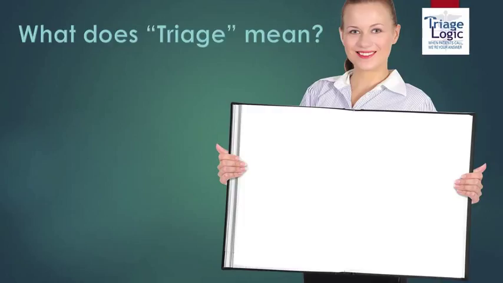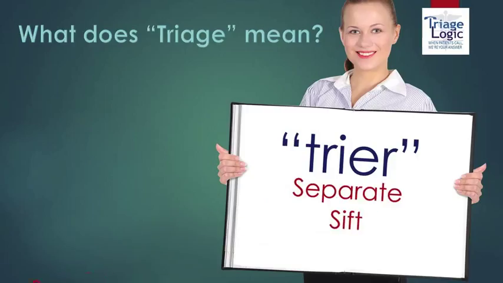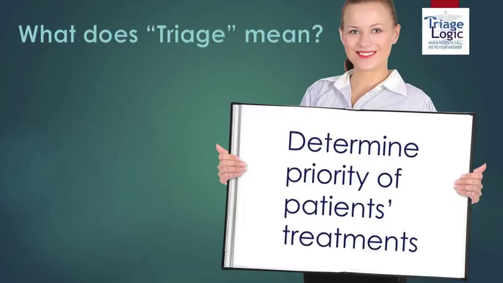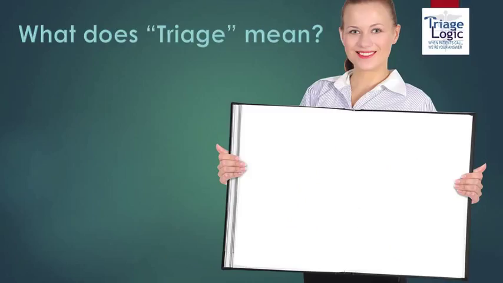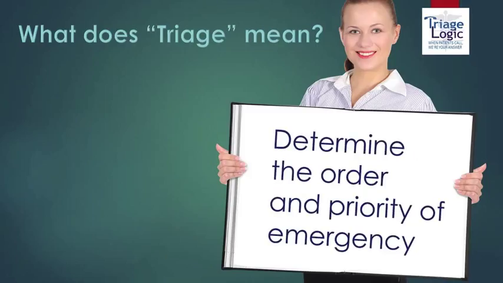So what exactly does the word triage mean? The term triage comes from the French verb trier, meaning to separate, sift, or select. In times when supplies or other resources were insufficient, such as wartime, determining which patients required immediate attention or medication and which patients could wait was common practice. Triage was also used in determining the order and priority of emergency treatment, the order and priority of emergency transport, or the transport destination for that patient.